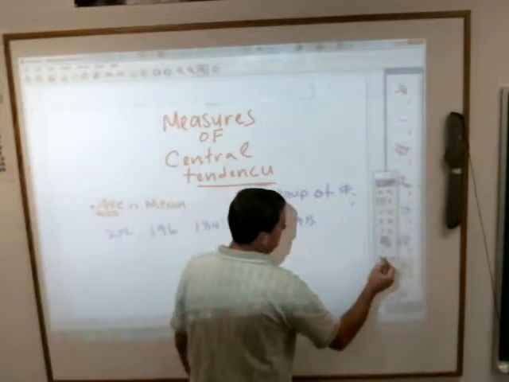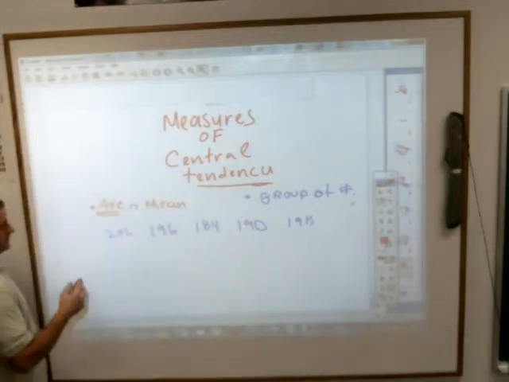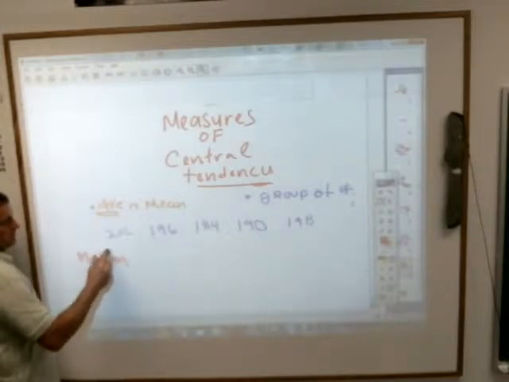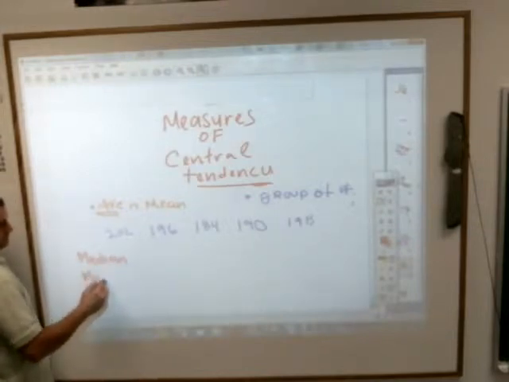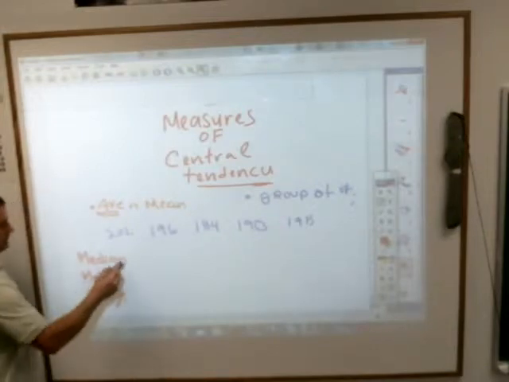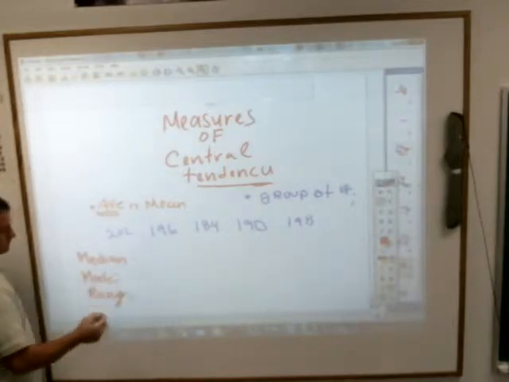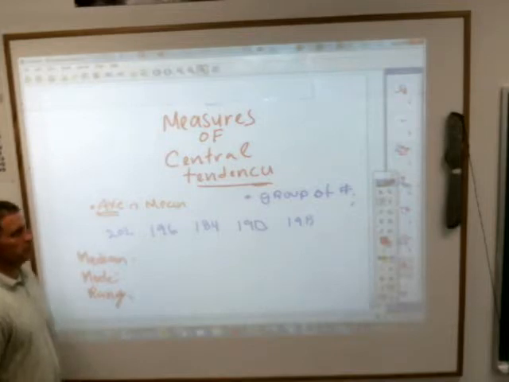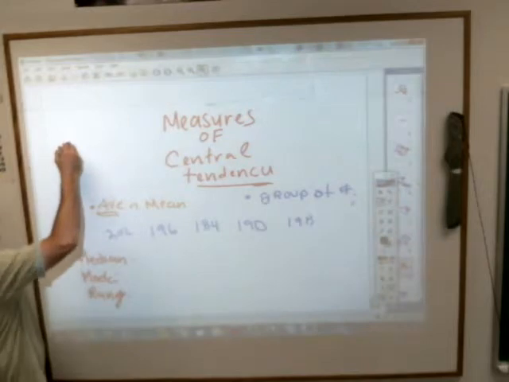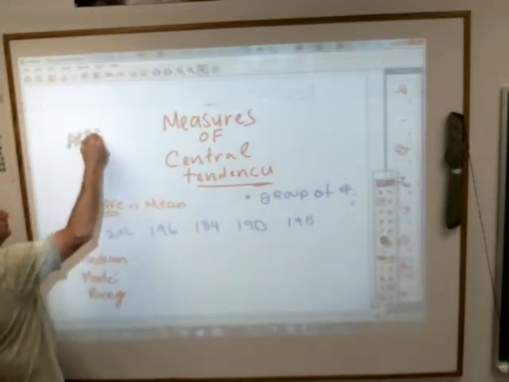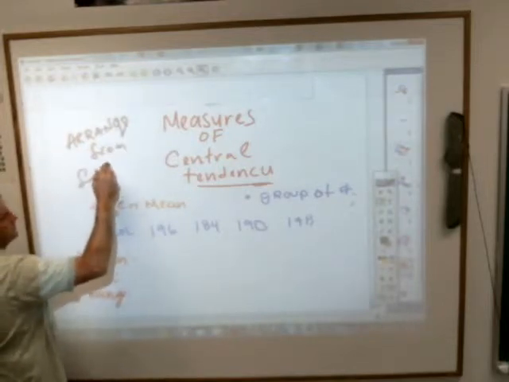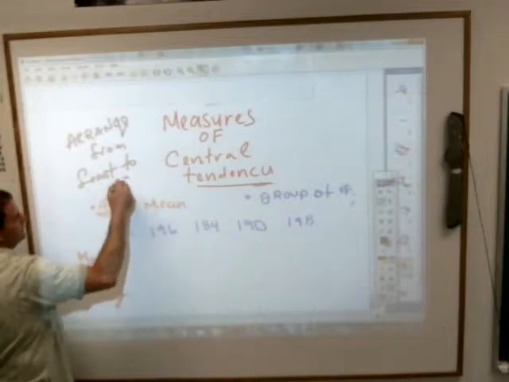Now the 3 other things we're going to find that are measures of central tendency are the median, the mode, and the range, as in Oman. The first thing, though, that you should do when you're asked to find these things is you need to arrange your things from least to greatest.